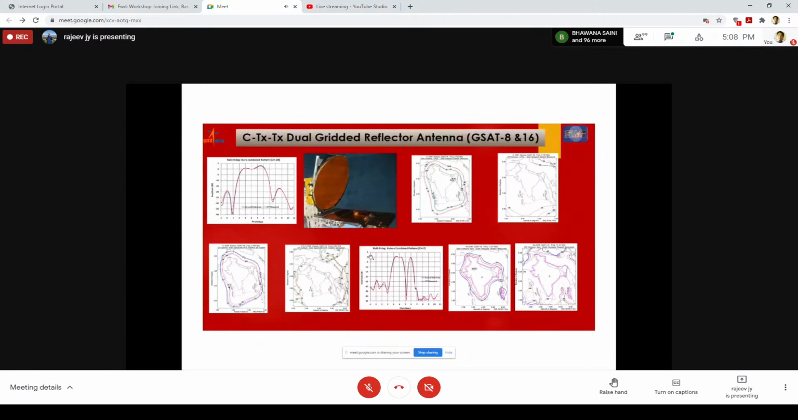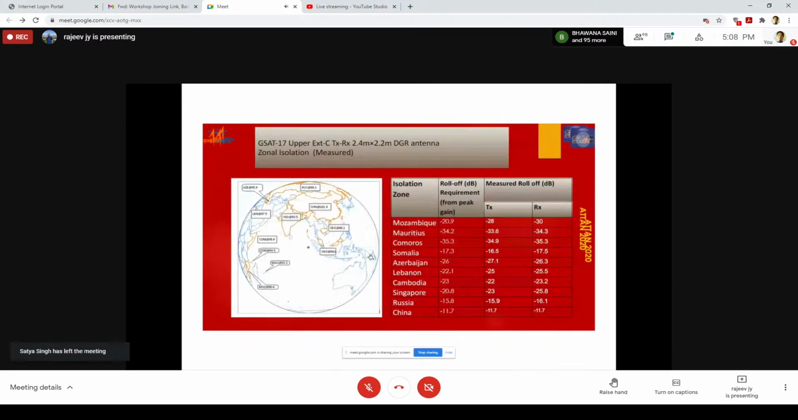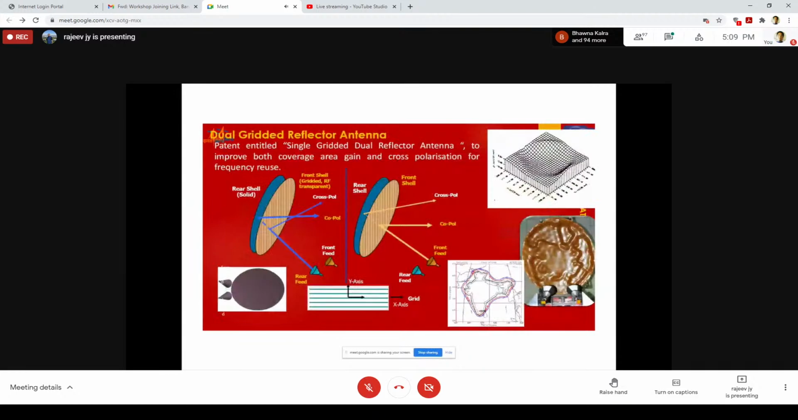So then GSAT-17 was another example where the beam side lobes were to be controlled over the total globe. Some of the small countries, small regions, where we need to give a very, very small power, that was to be reduced. So that was done.